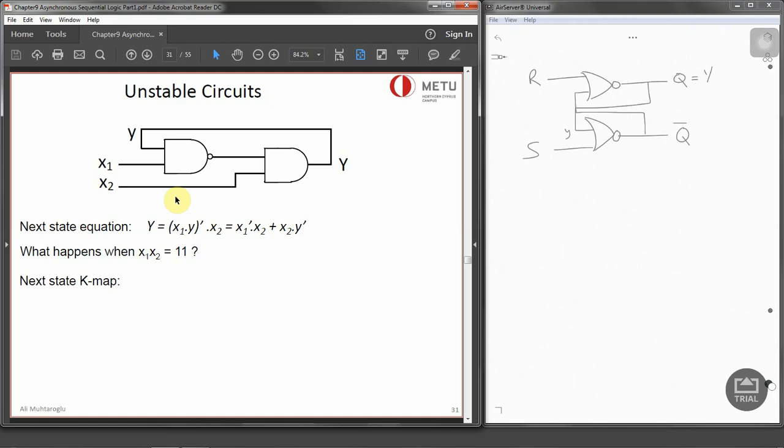And if we go back to chapter 5 and revise the characteristic table of the SR latch, what we have is when 0, 0, we have no change, so we are holding.